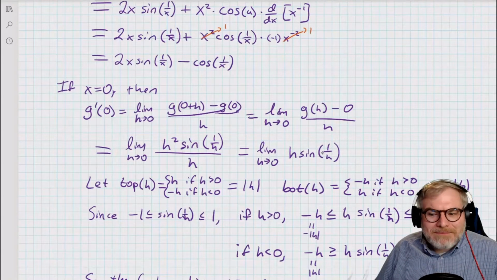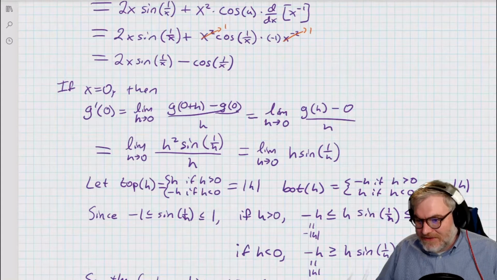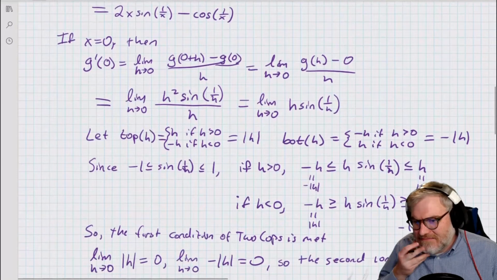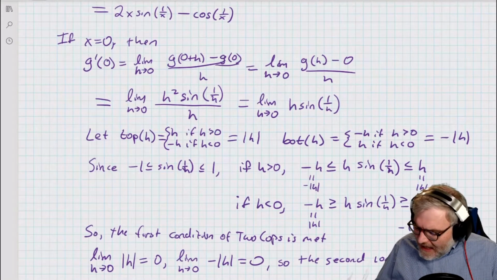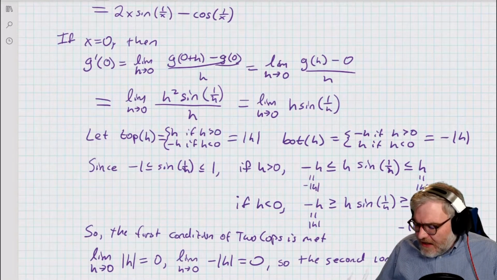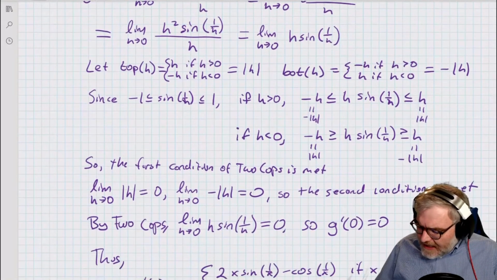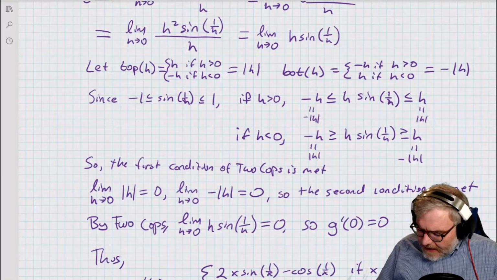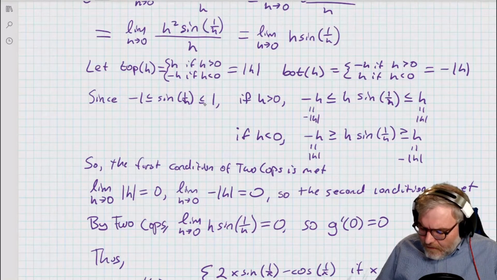Remember that two cops thing that we did earlier? When I did this in class earlier, when it was x times sine of 1 over x. So now I'm going to let top be the absolute value of h, bot be the negative absolute value of h. This shows that I've actually trapped this thing, right? So negative 1 is less than or equal to sine of 1 over h is less than or equal to 1.